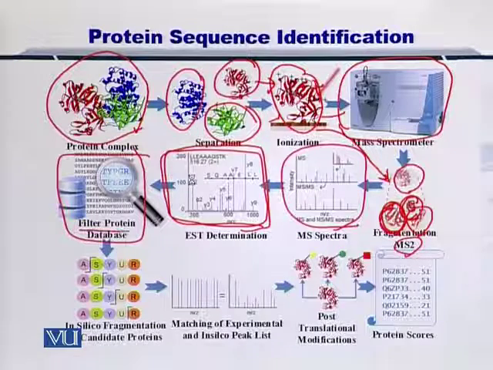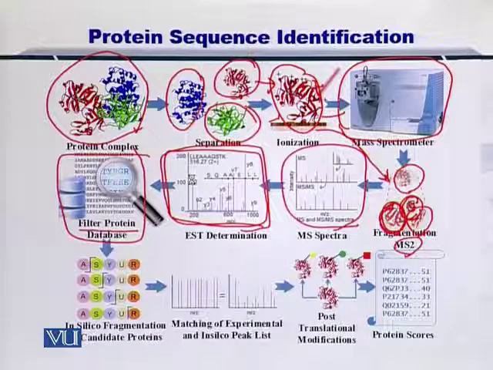You can filter these databases by looking at MS1. So if the entire protein, the intact protein, has a specific mass, then you can filter the protein database and only keep those proteins that have a similar mass. And you can of course reject the rest of the proteins.